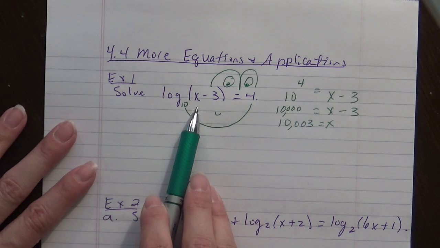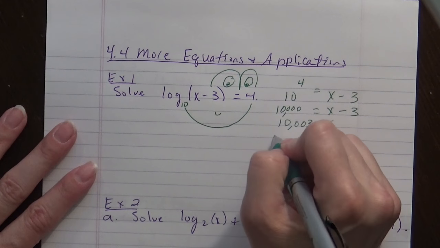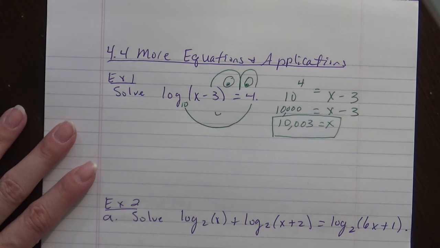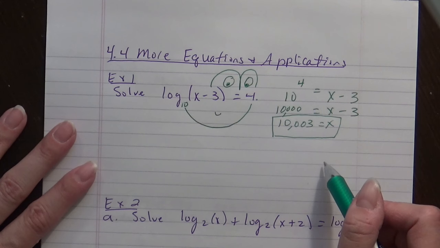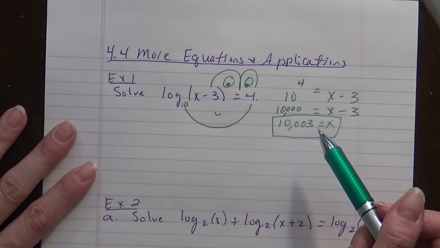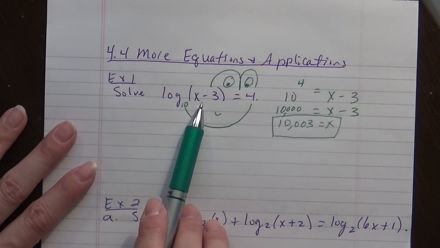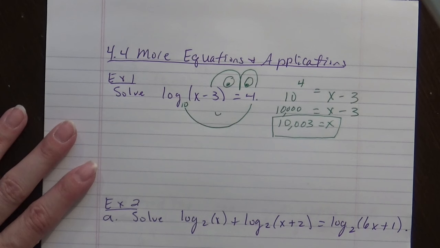And that's a good answer because if I put 10,003 back into the function for the x, I'm still taking the logarithm of a positive number. So that's a good answer. It does not violate my domain. Just remember, as you're going through these, if you happen to get an x value that, if you were to go back and check, substitute it back in for the x inside your function, has you taking the logarithm of a negative number, that would be an extraneous solution that you would have to toss out. So just remember that we have to be careful that we're not taking logarithms of negative numbers.